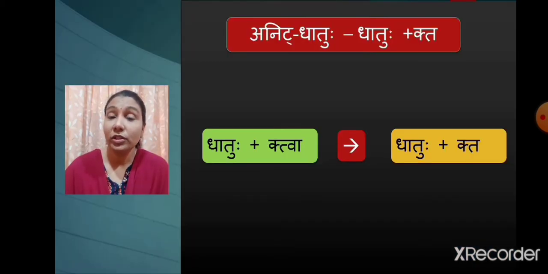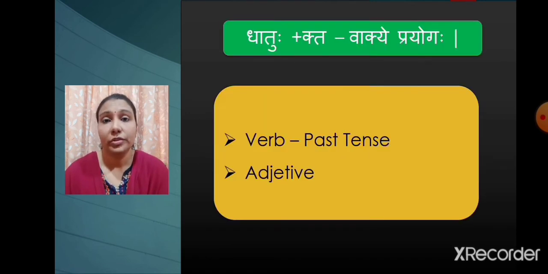Isn't it easy to learn and memorize these forms? Now let's learn how to make use of dhatuhu plus ta pratyay forms in sentences. Students, if the sentence is in past tense, then the dhatuhu plus ta pratyay form can be used in place of a verb. It can also be used as an adjective, that is Visheshana Padam. First, let's see how to use dhatuhu plus ta pratyay forms in place of verbs in the sentences.